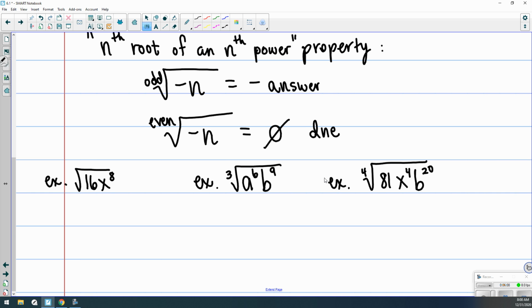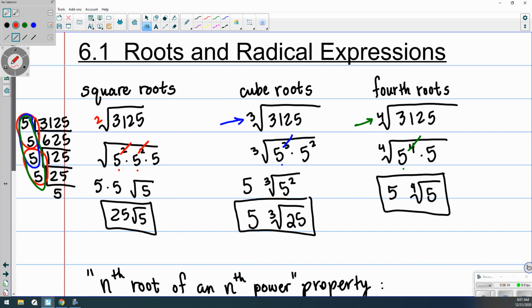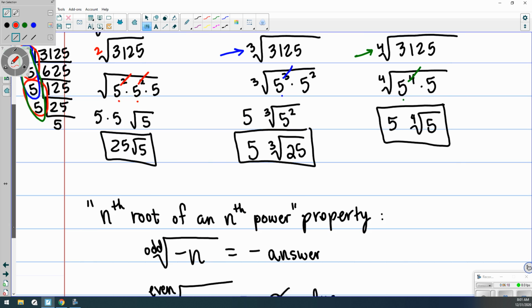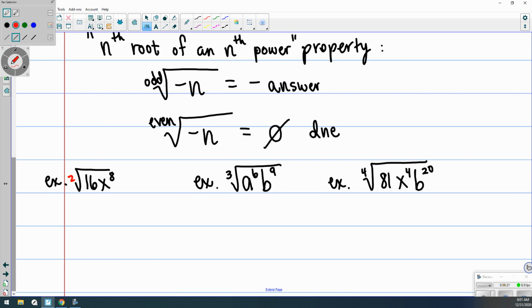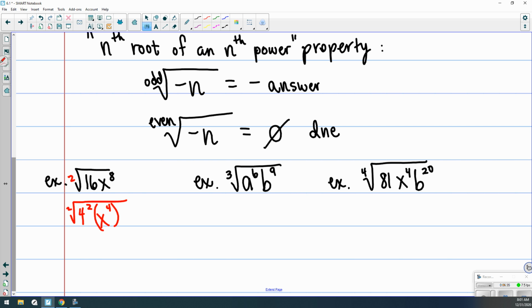So starting with example 1, if you have color coded like I did up here when I was doing my factor ladders, I'm going to stick to that same color coding. So square root is red. Okay, I'm looking for just a square root here. So I'm trying to think about, can I rewrite these numbers as squares? And I can. Check this out. 16 is like 4 squared. And then x to the 8th is like x to the 4th squared.